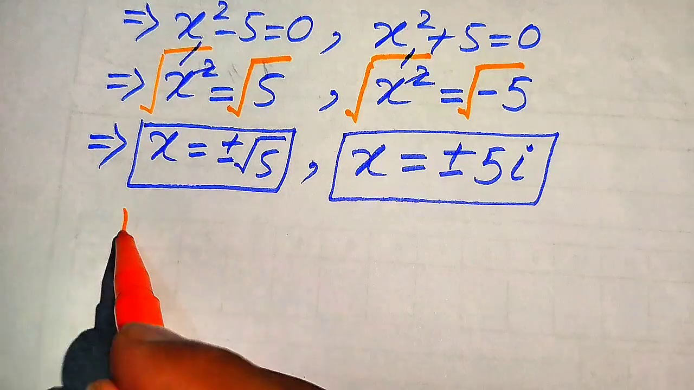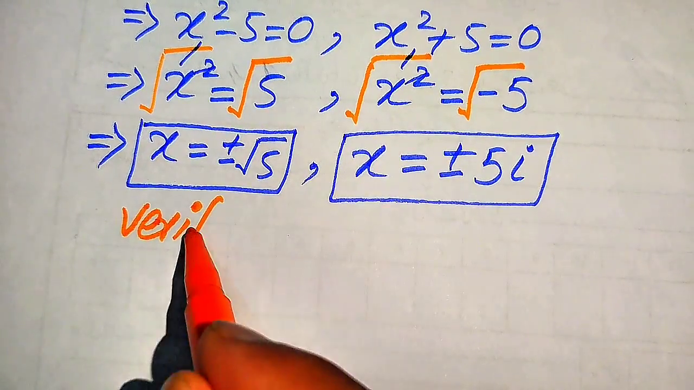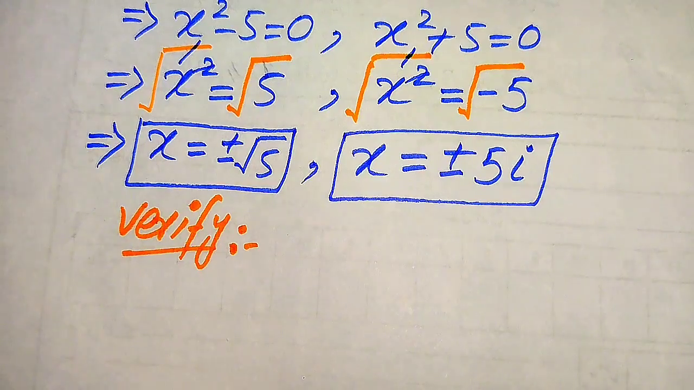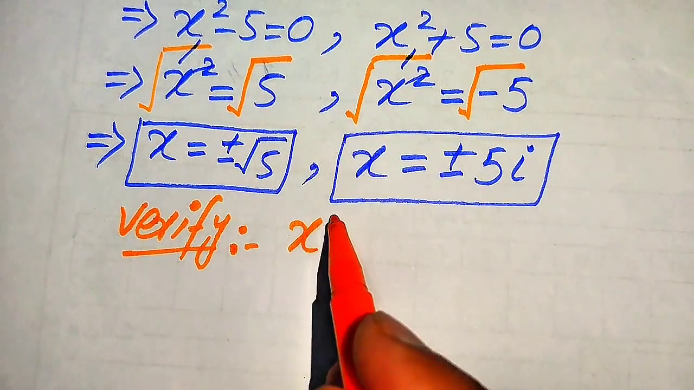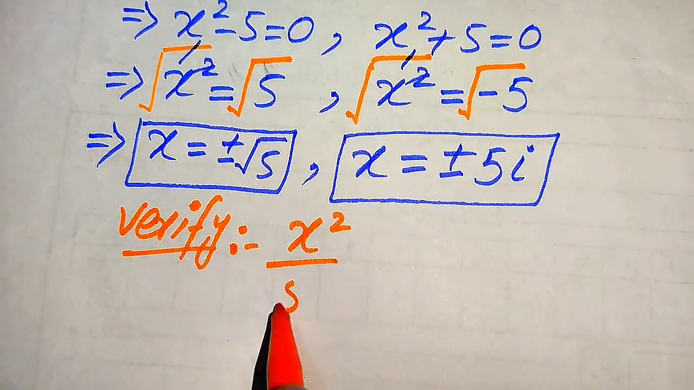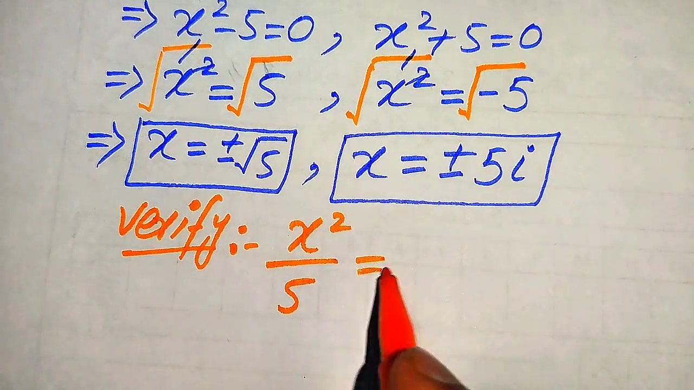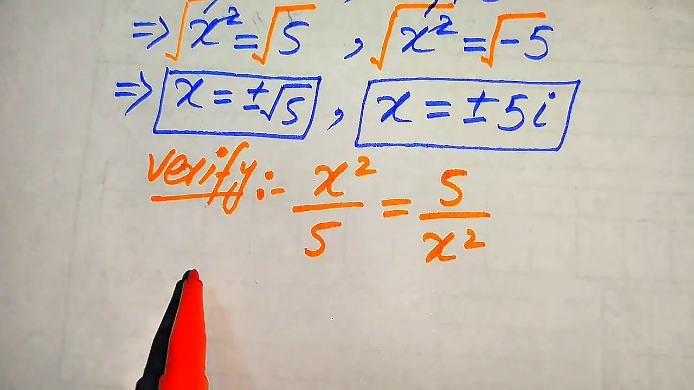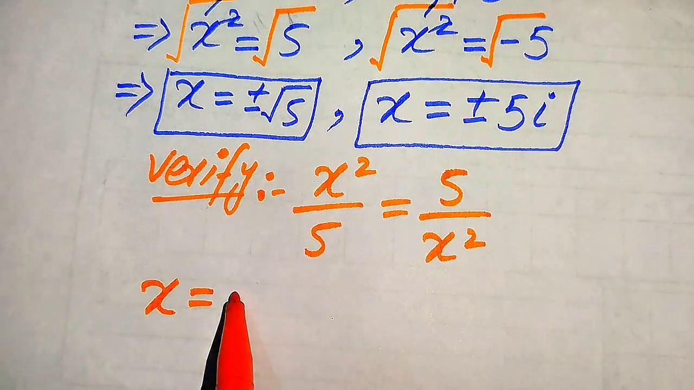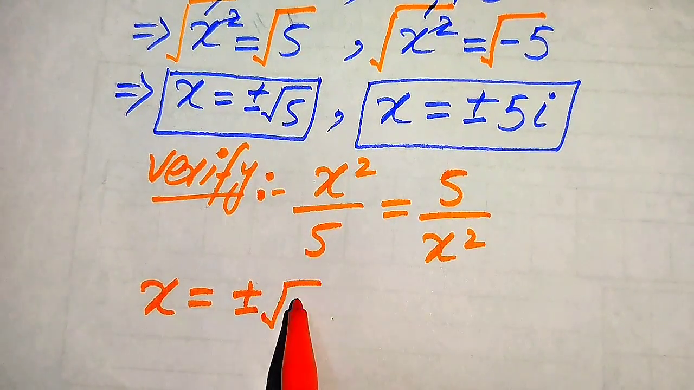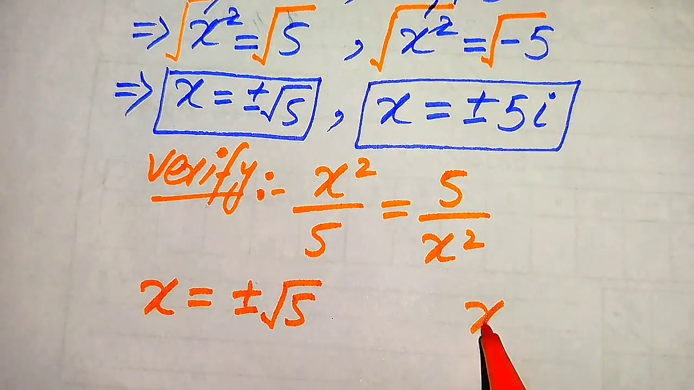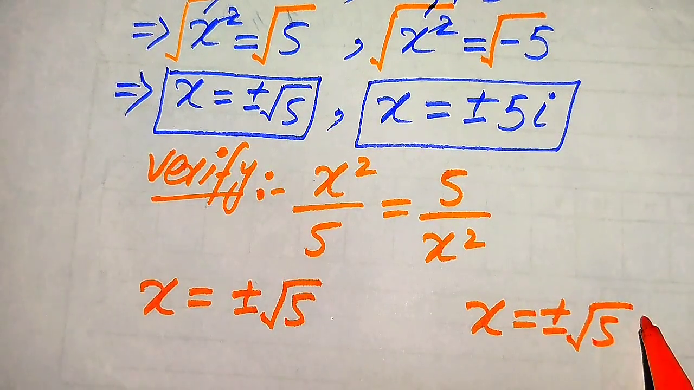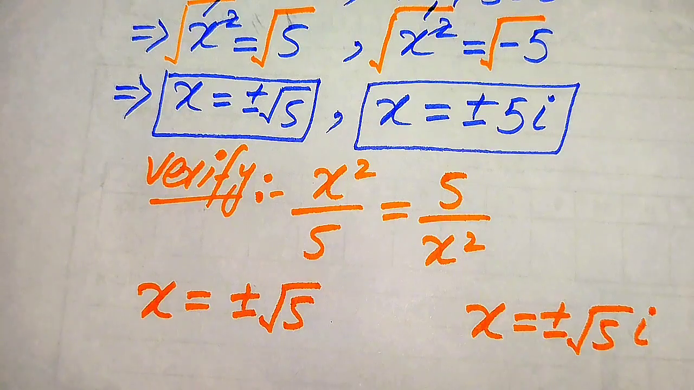So in the next step, we need to verify these roots, and we check whether these roots satisfy our given question statement or not. For this we need to copy down the given question statement. Here it is x square over 5 is equal to 5 over x square, and here we verify the roots x is equal to plus minus square root of 5, and here we verify the complex roots, that is plus minus square root of 5 iota.